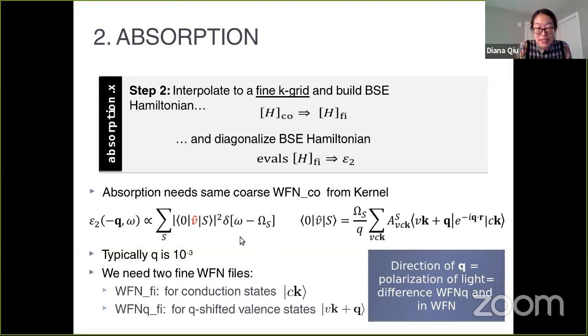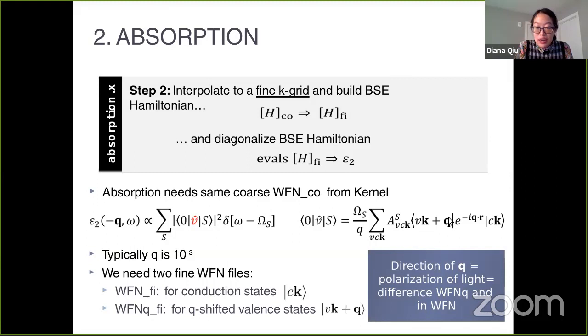So if you expand this expression, you have this matrix element, this velocity matrix element from the ground state to your exciton state S. And if you expand your exciton state in terms of the electron hole basis, then you see that you get this sum over the electron hole coefficients A multiplied by a matrix element describing this transition from a valence state at Vk plus Q to a conduction state at Ck. And so what is this Q in here?